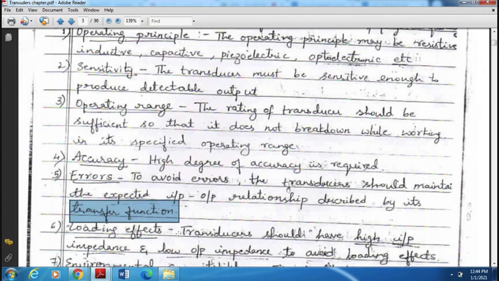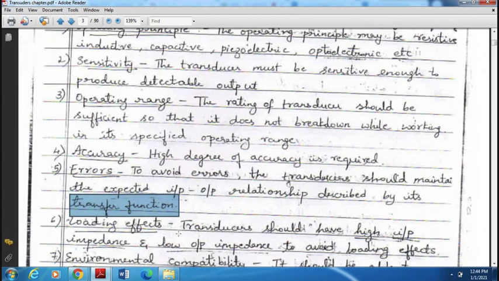Next is loading effect. You have already studied about loading effect. What is this loading effect? Based upon the range of the transducers, you have to load. I have told you in the errors chapter, in systematic errors, there is one of the points which we have to consider, that is the loading effect.